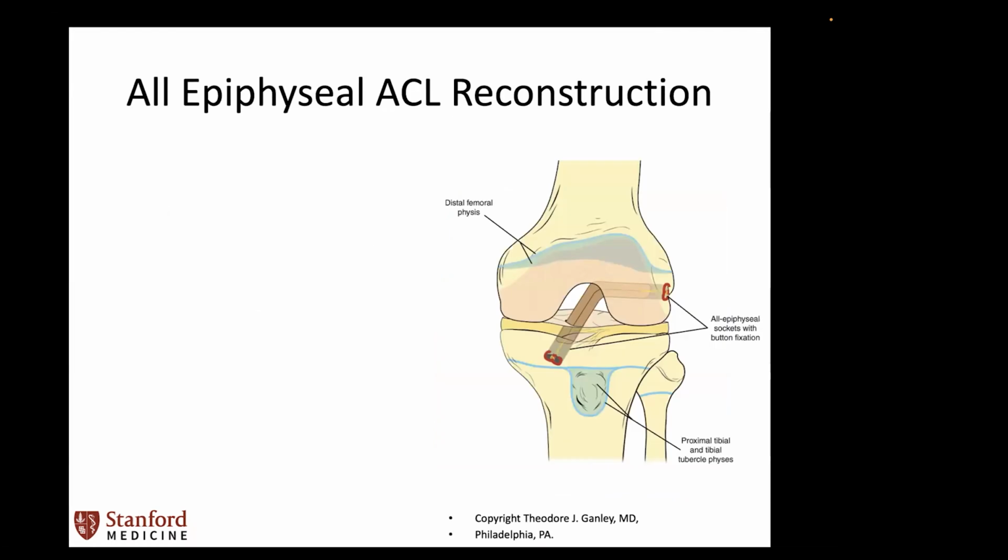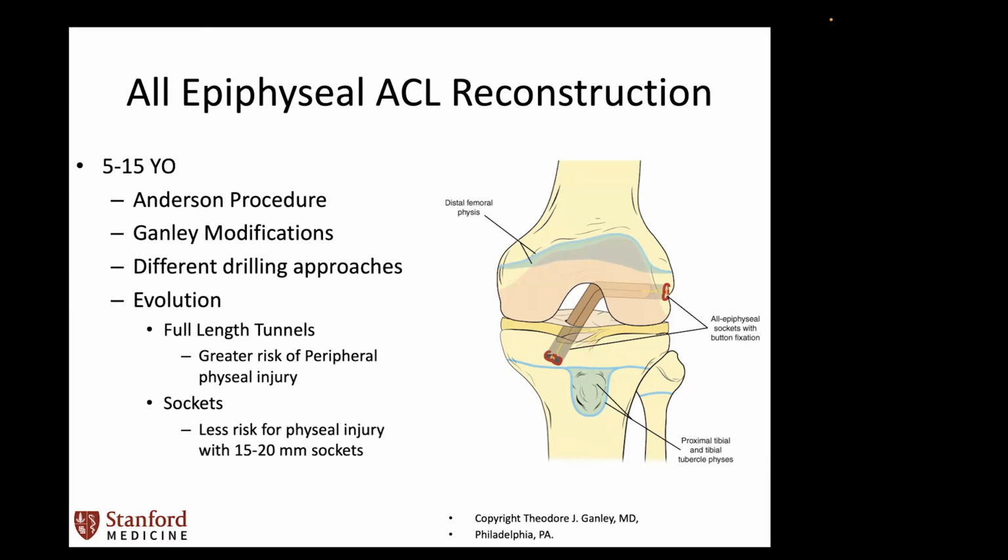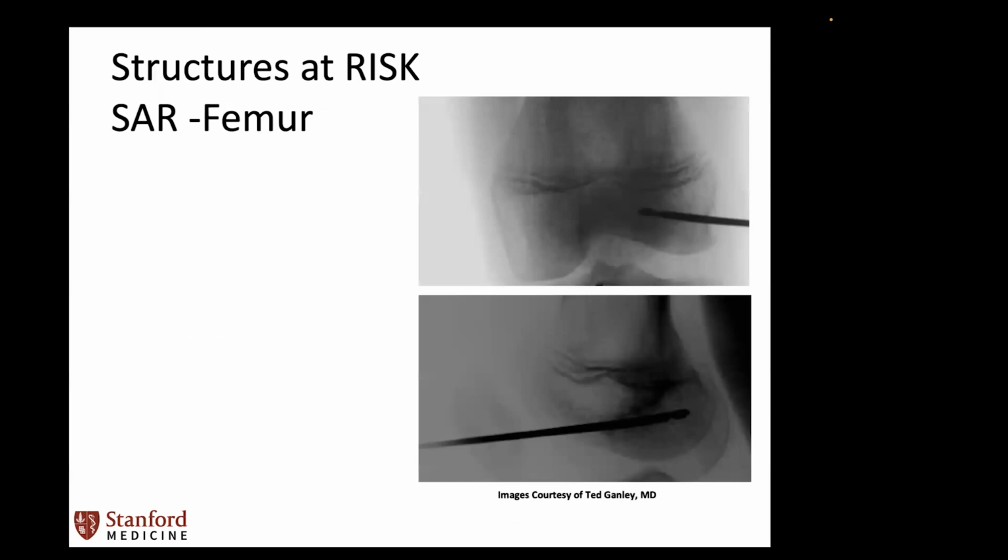When you're thinking about doing all-epiphyseal ACL reconstruction, which does employ drill holes in the femur and tibia, this procedure has been described by Allen Anderson in the 5 to 15-year-old age group. Ted Ganley in Philadelphia has done some modifications of this with some different drilling approaches, but there's been an evolution in my own practice and by Ted Ganley and Allen Anderson as we did these dissections through the years. Allen initially did these all with full-length tunnels. There's some advantage to that, but we did find that there's a much greater risk of peripheral physeal injury with a full-length tunnel. And so we started to change, and as we were in the lab, we started looking at the risk of physeal injury when you use a short socket. And obviously, there was much less risk of physeal injury if you used a 15 to 20 millimeter socket.